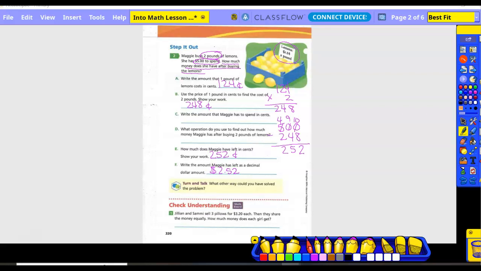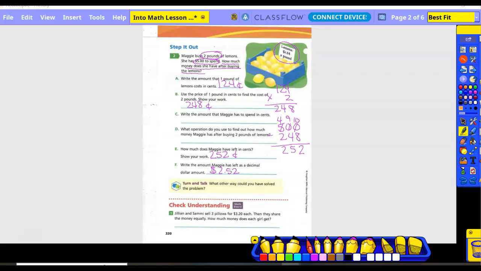Understanding number 1. Jillian and Sammy sell 3 pillows for $3.20 each. Then they share the money equally. How much money does each girl get? Okay, so we can turn this into 320 cents, right? Okay, and then take it times 3, right? And then put our decimals back in. Have we already kind of learned how to do this with the decimals?